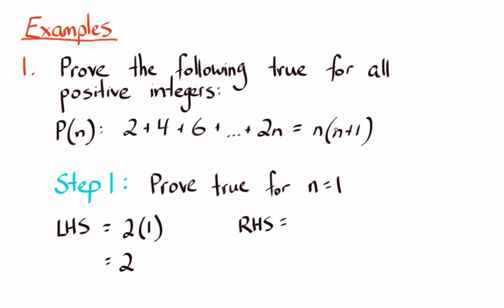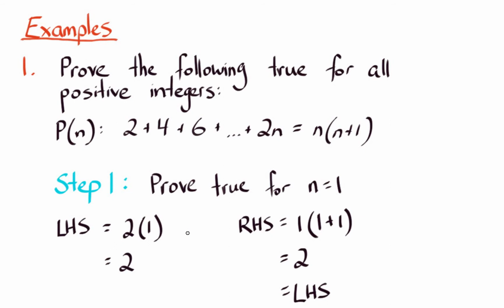So the right hand side is n outside of n plus 1, and we are just considering n equals 1, so let's substitute that in. And what do we get? Well, 1 plus 1 is 2, and 1 lot of 2 is 2. So we have that our left hand side and right hand side are equal.